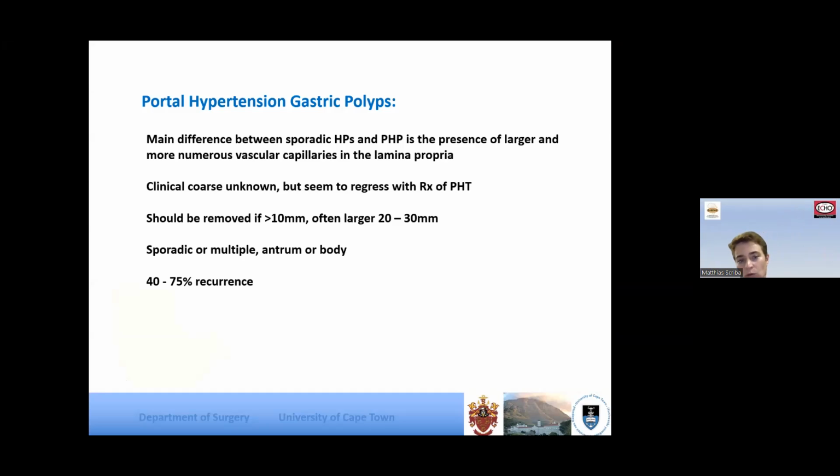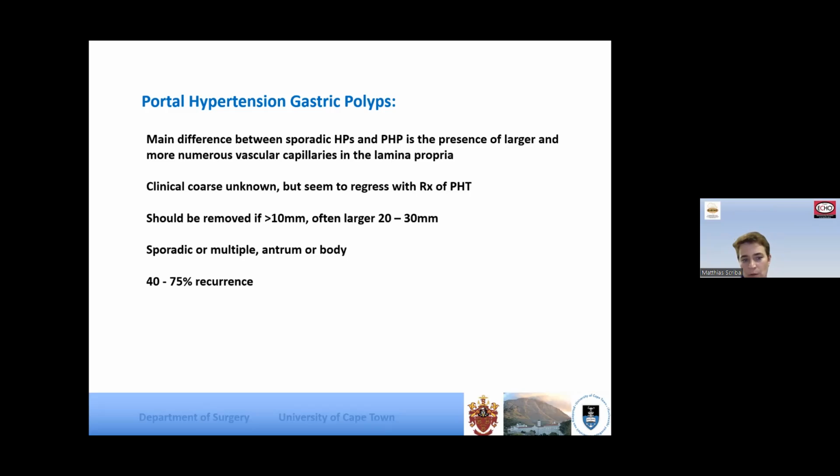Their clinical course, unfortunately, is not really known, but they do seem to regress when you get on top of the portal hypertension. Again, the recommendation is that you should be removing them if they are more than 10 millimeters. Unfortunately, they often do present much larger than that. And as with normal hyperplastic polyps, they may be sporadic or multiple and usually distal.